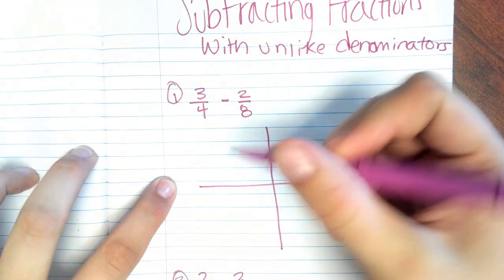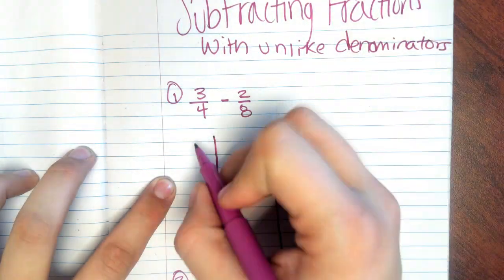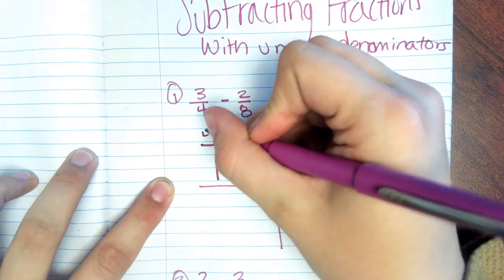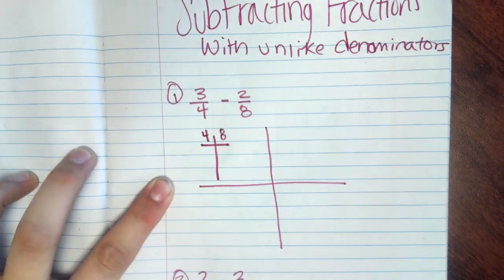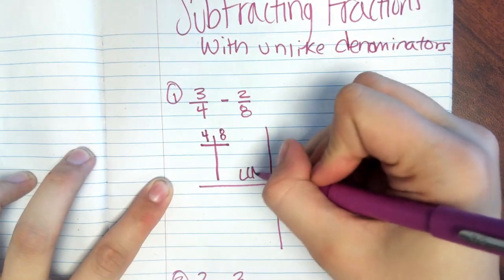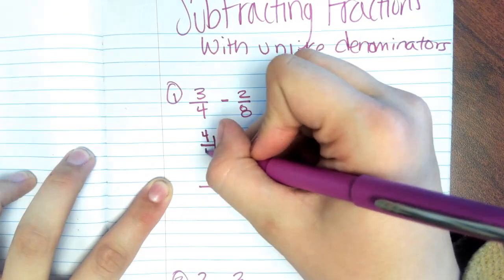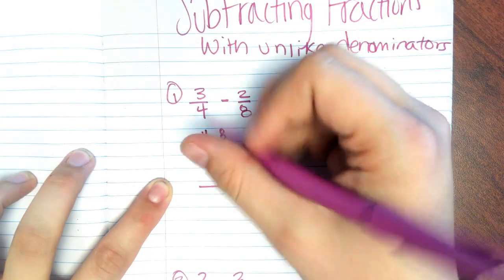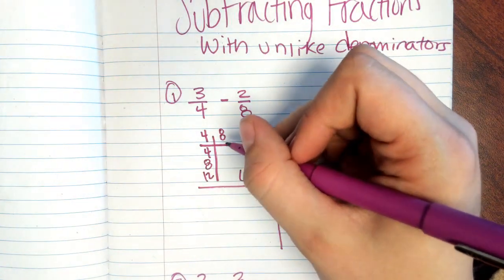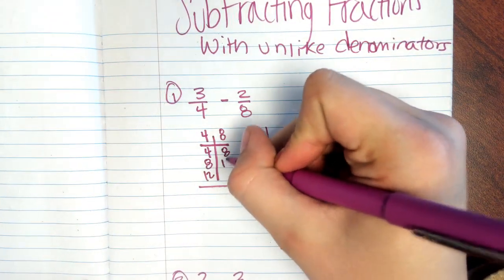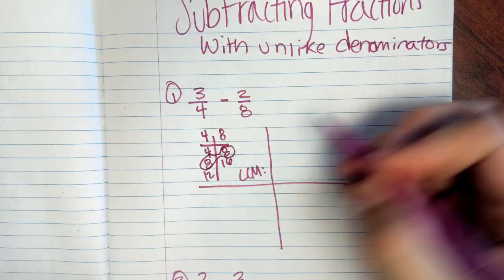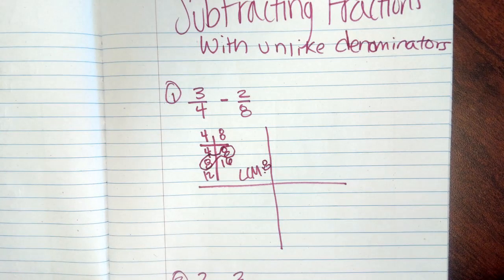I'm going to find my least common multiple by making my double-sided t-chart. I put my denominators on top. I need to list out their multiples. So 4 times 1 is 4, 4 times 2 is 8, times 3 is 12, 8 times 1 is 8, 8 times 2 is 16. They share an 8, and that is their least common multiple.